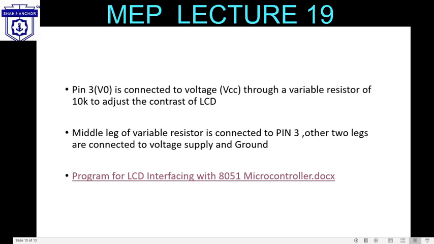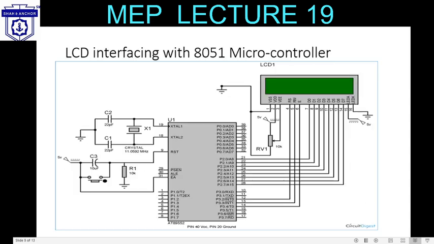Why? To adjust the contrast of the LCD. The middle leg of the variable resistor is connected to pin 3 and the other two legs are connected to the voltage supply and the ground. So, this is the interfacing of the 8051 with the LCD. So, what is important there?